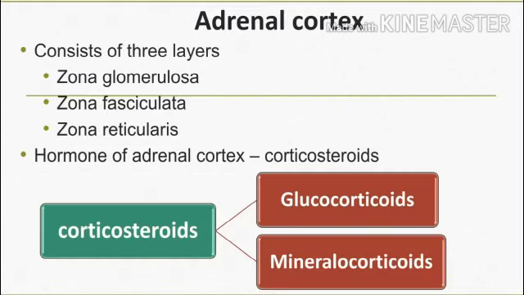Now we can see the outer part of the adrenal gland, that is the adrenal cortex. And this adrenal cortex consists of three layers of cells. They are the zona glomerulosa, zona fasciculata and zona reticularis. And the hormone secreted by this adrenal cortex is corticosteroids. This corticosteroid is again classified into glucocorticoids and mineralocorticoids.